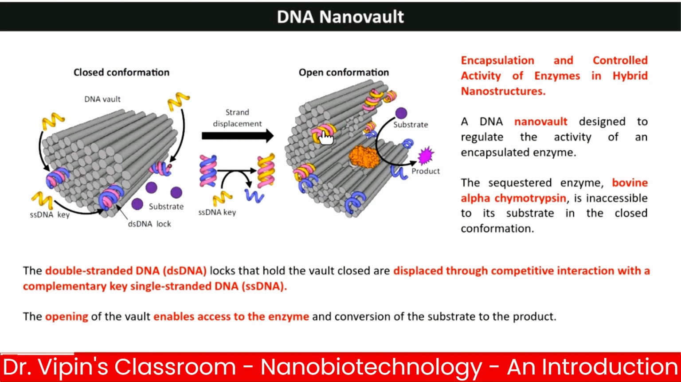When this opens up, there is a protein inside. This could be any protein. In this case, you have bovine alpha chymotrypsin, which is a peptidase or protein digesting enzyme. This can float in the blood, and then anywhere you want to open it, it can be opened by this single-stranded DNA key, and then the enzyme can perform its action here.